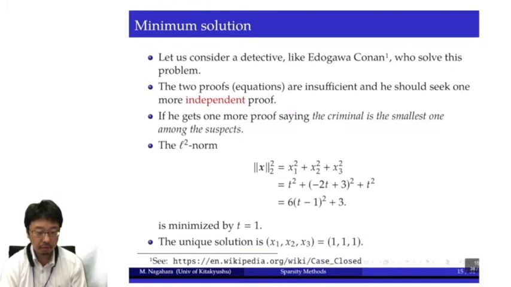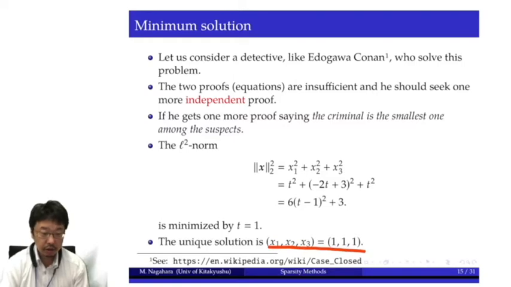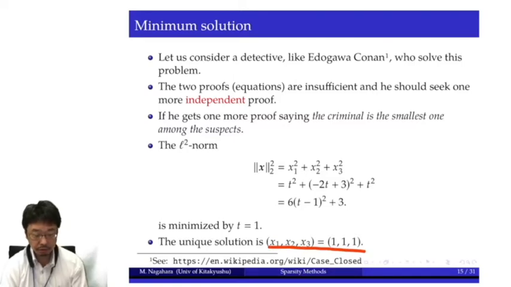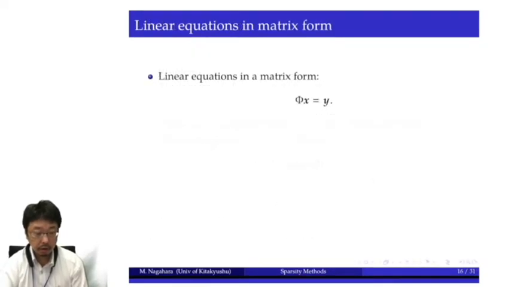Therefore, we obtain the unique solution x1, x2, x3 is 1, 1, 1. This is called the minimum solution. Let us generalize the idea. Let us consider linear equations in a matrix form, Φx = y.